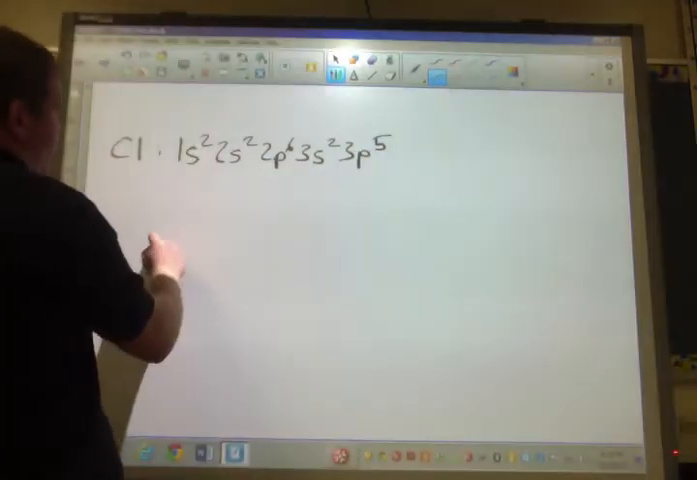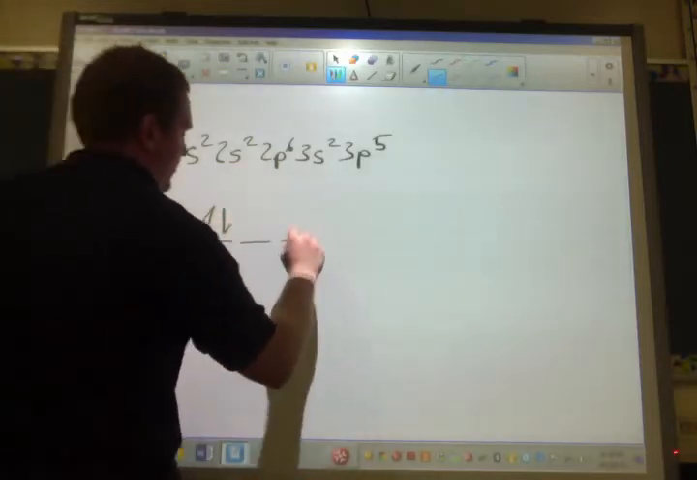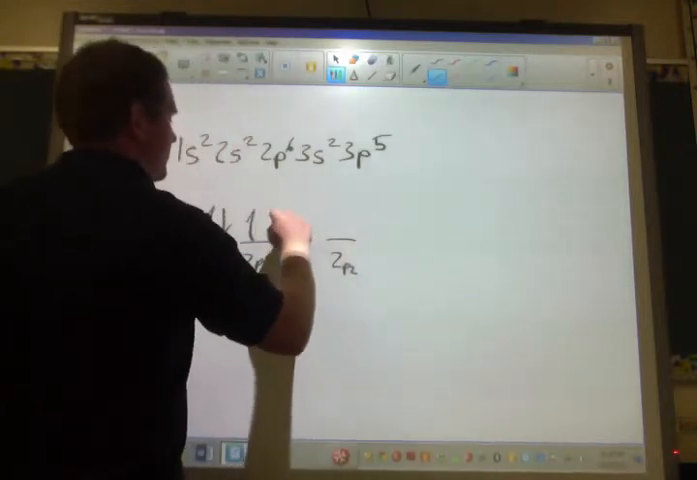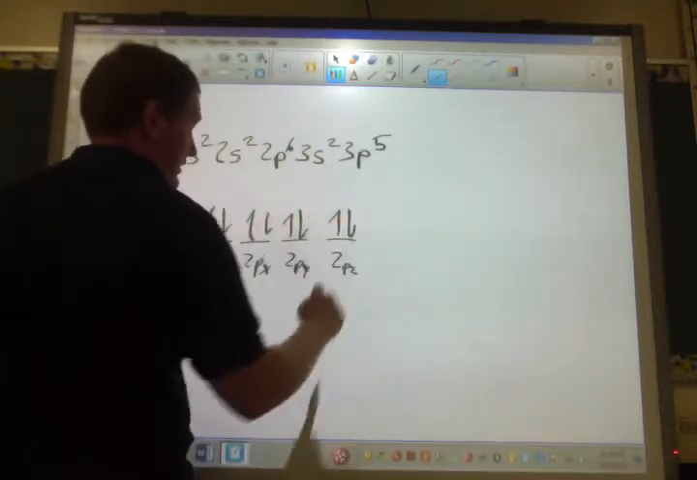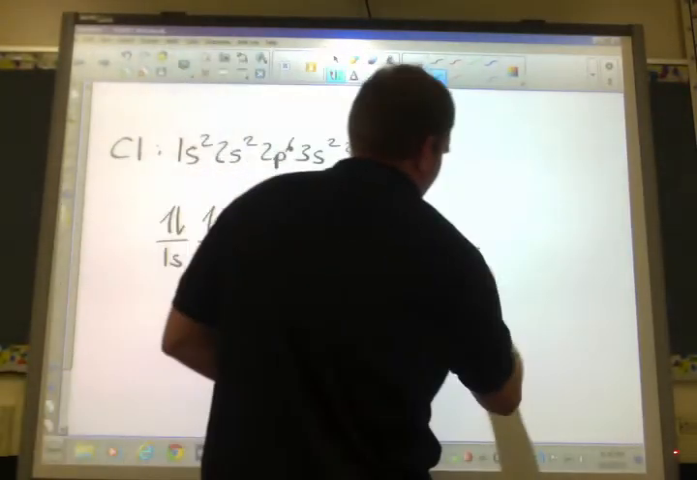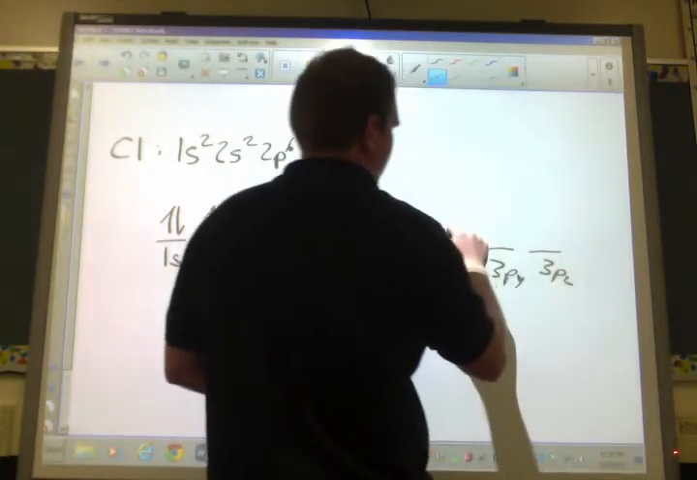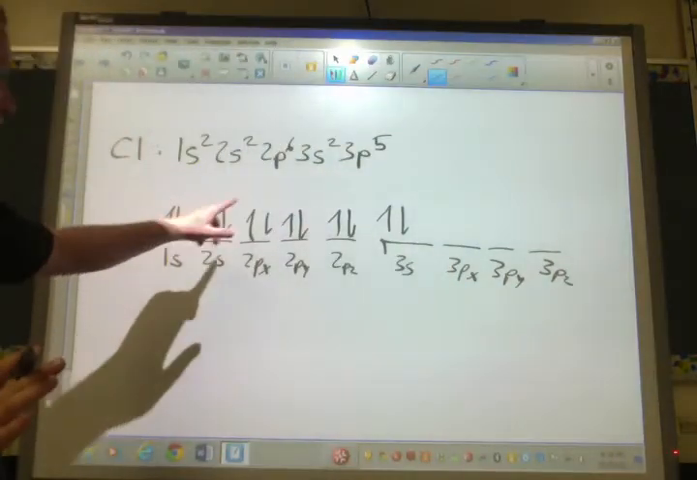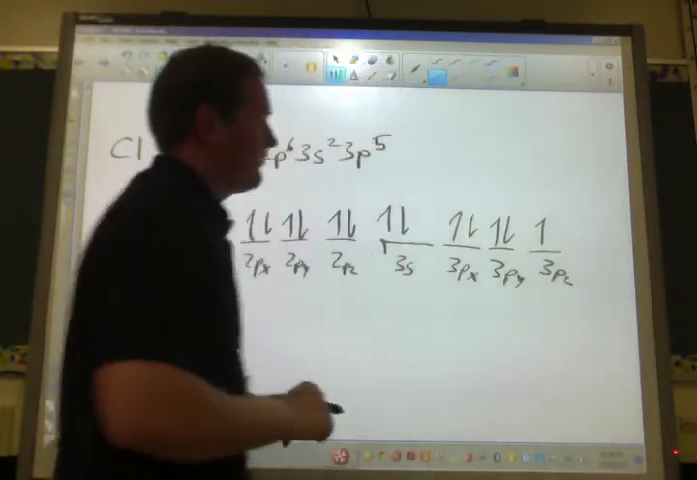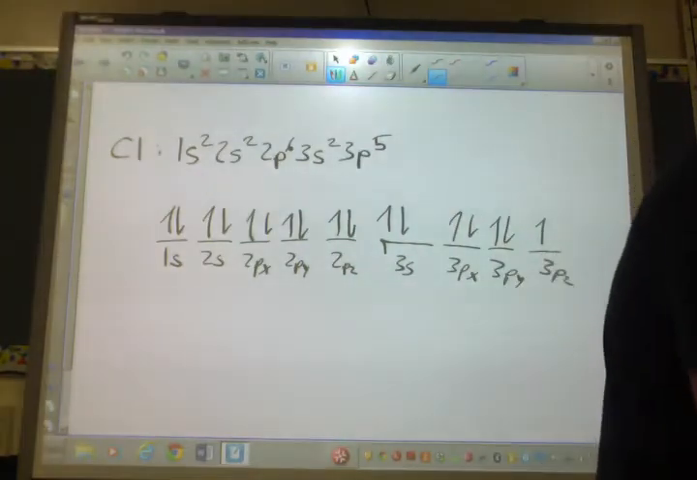The way we write this out with the arrows is 1s2, 2s, 2px, 2py, 2pz, 1, 2, 3, 4, 5, 6. 3s gets 2, 3px, 3py, 3pz. Now, counting, I need 17: 2, 4, 6, 8, 10, 12, 5 more. 1, 2, 3, 4, 5. Number 23.